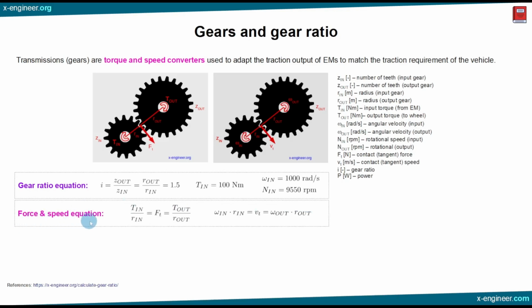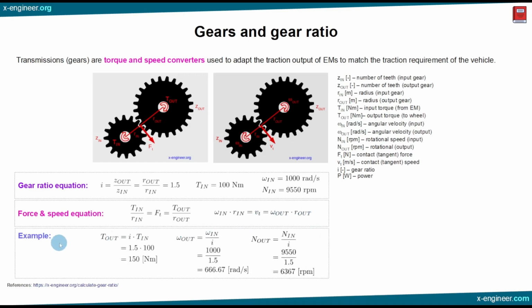The force and speed equations are the following. As we know, we have a tangential force Ft, which is common between the input wheel and the output wheel. So Ft can be expressed as the ratio between the input torque divided by the input radius, or the output torque divided by the output radius. Since it's the same force for both wheels, both equations are correct. At the same time, the tangential speed Vt is the product between the angular speed of the input wheel times the radius of the input wheel, and it's equal to the angular speed of the output wheel times the radius of the output wheel.